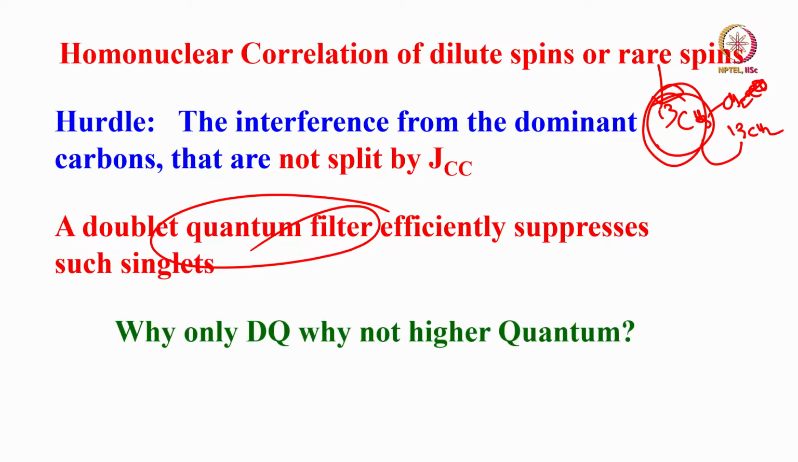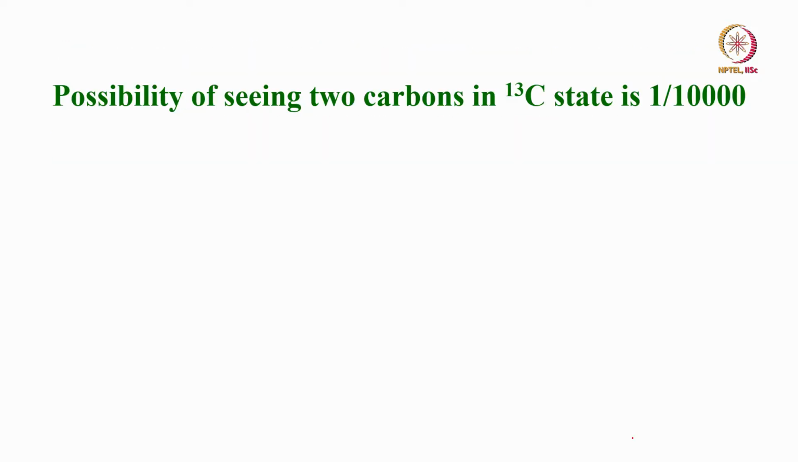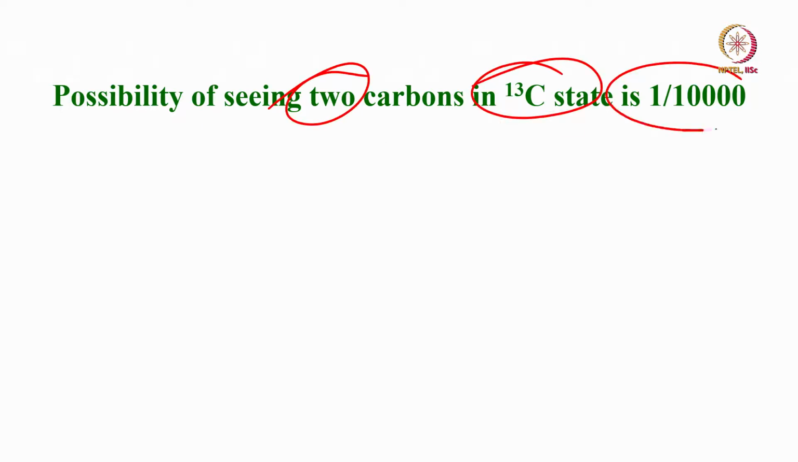Now, the question you may ask me is, why only double quantum? Why can't we use triple quantum, higher quantum? For that you should know, just now I said the possibility of seeing 2 carbons in carbon 13 state is 1 in 10,000. If you have 10,000 molecules, only one molecule can have a possibility of both the carbons in carbon 13 state.